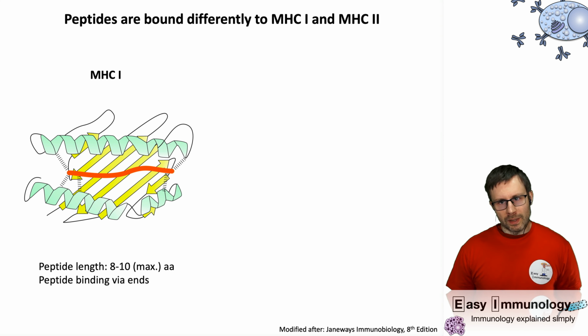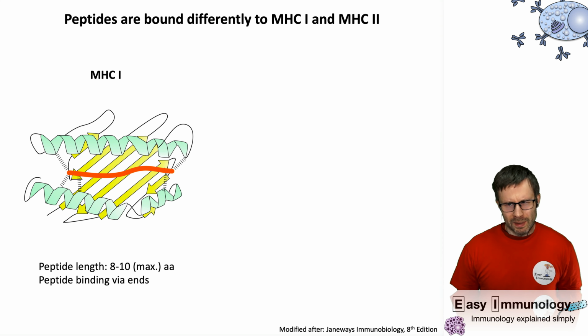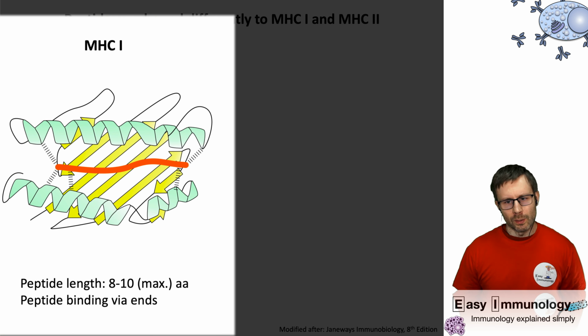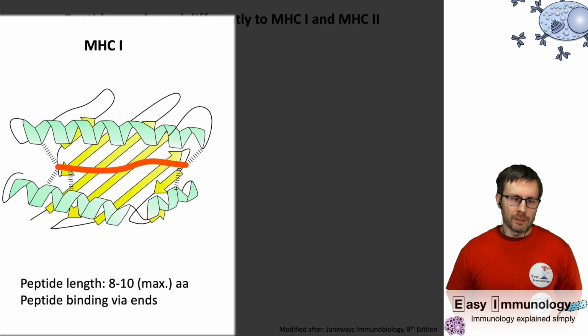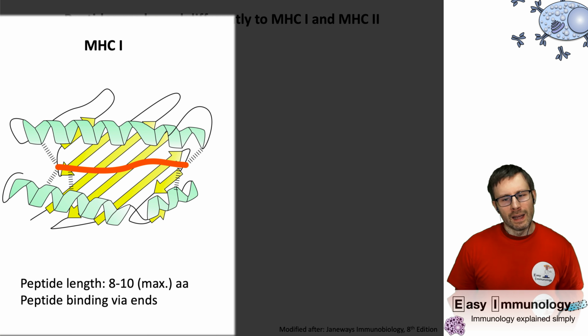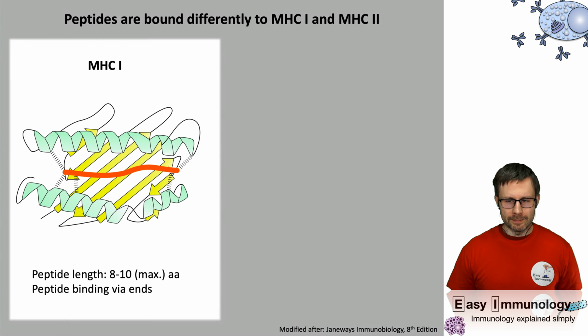There are also differences in peptide binding to MHC class I and class II molecules. Here we have an MHC class I molecule, and you can see that the peptides are 8 to 10 amino acids long, and 10 is the maximum already. It's more like 8 or 9. And the peptide binding happens via biochemical interactions between the amino acids of the MHC molecules and the amino acids of the peptide at the end of the peptide.